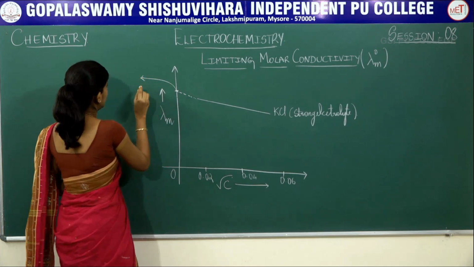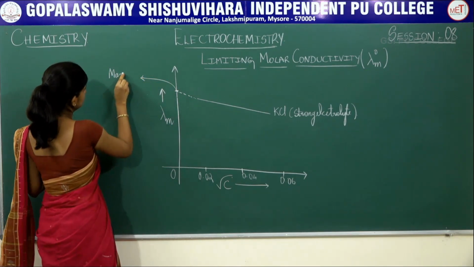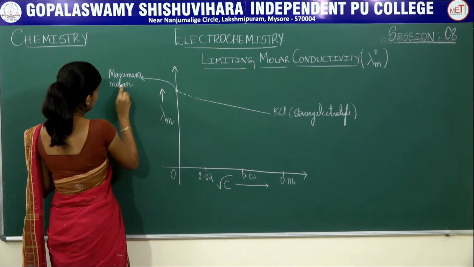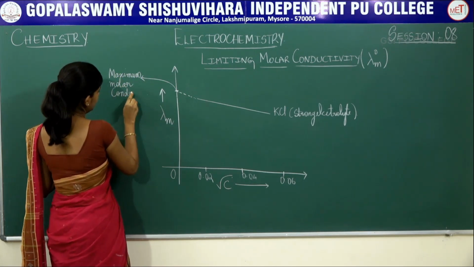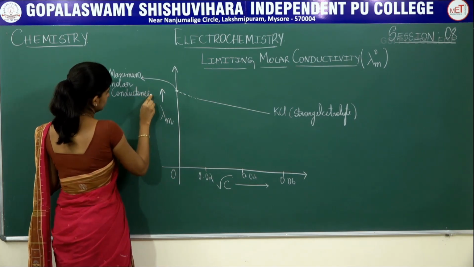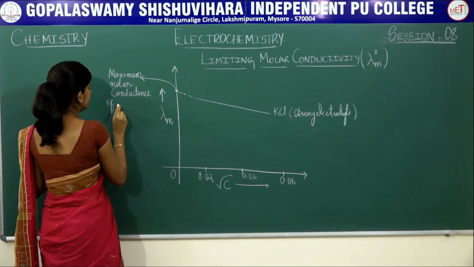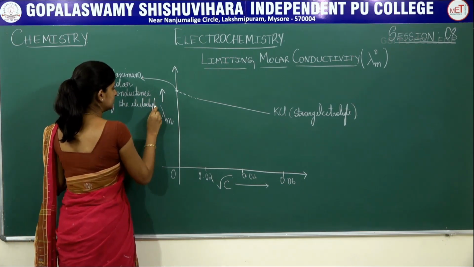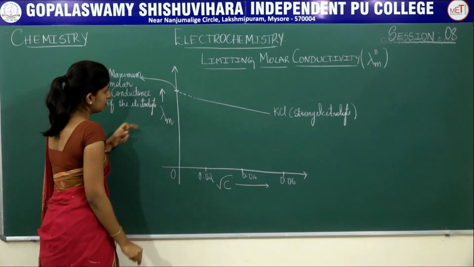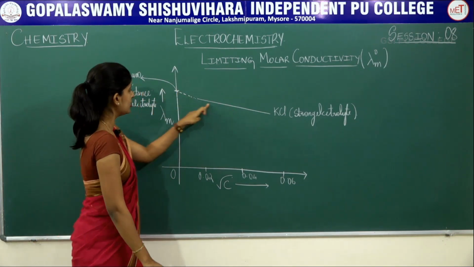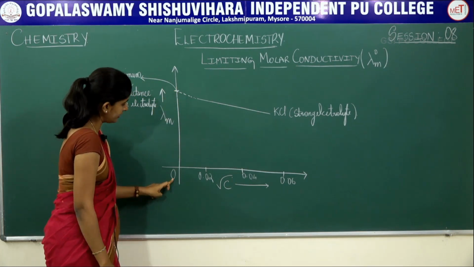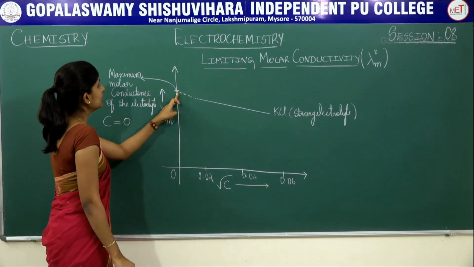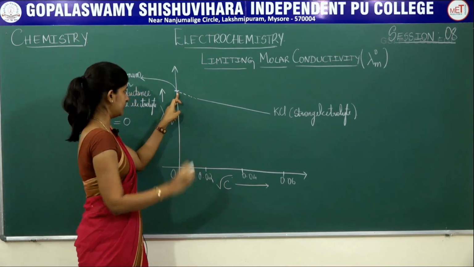So this is the maximum molar conductance of the electrolyte. This point, the intersection point on the y-axis upon extrapolating your graph, where concentration is 0, remember here concentration is 0, and the molar conductivity of the electrolyte is maximum.